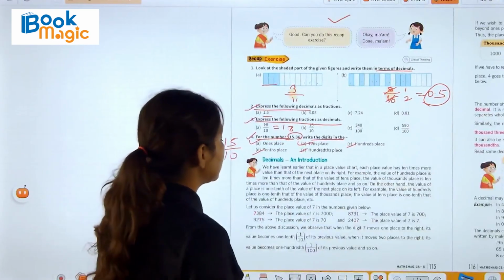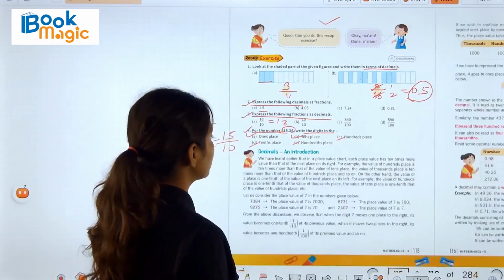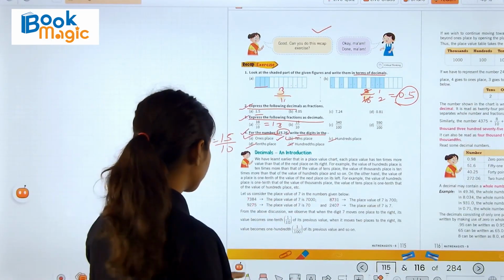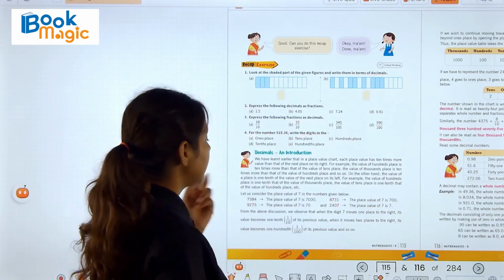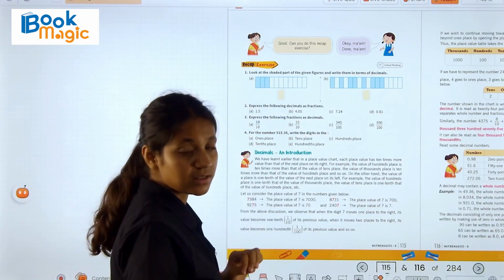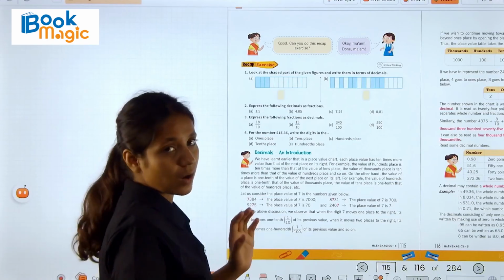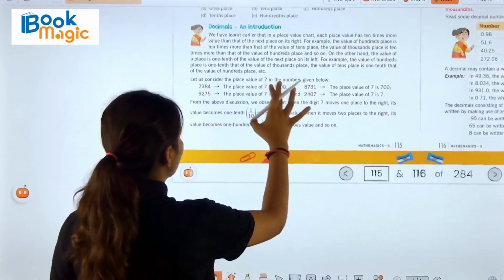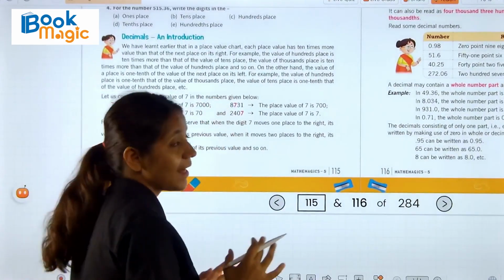यहाँ पे जो हमें नंबर दिया है इसकी डिजिट्स को हमें ones place में लिखना है, then tens place पे लिखना है and so on. This is how you will do this recap exercise. I hope everything is clear to you. Now we have the first topic of this chapter, that is decimals, an introduction.